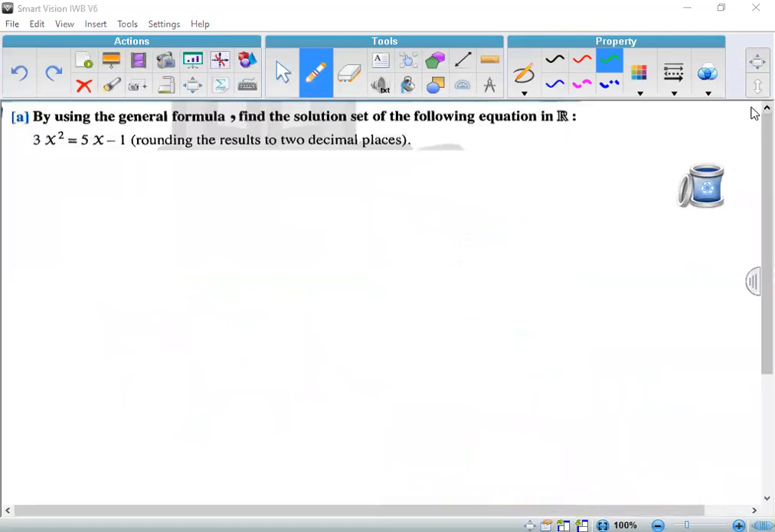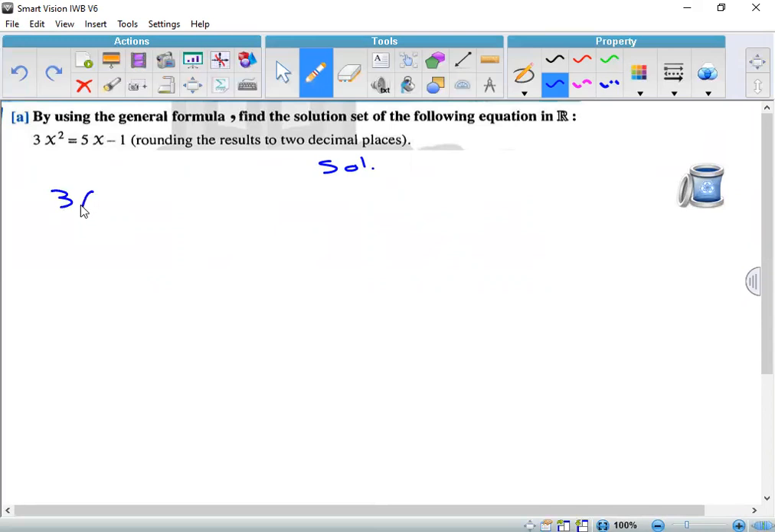The next, by using the general formula solution, solve the following equation in R: 3x power 2 equals 5x minus 1, rounding the results to two decimal places. In this case, we must keep the rule. The general formula must be given.